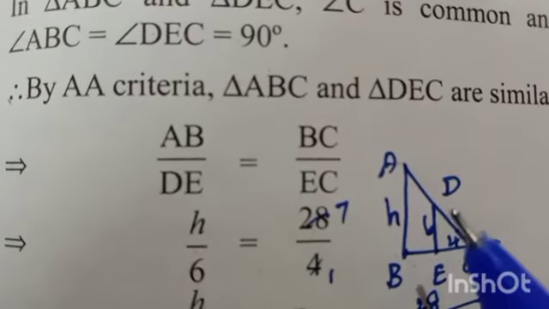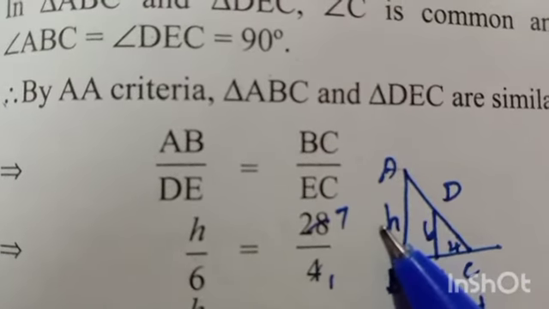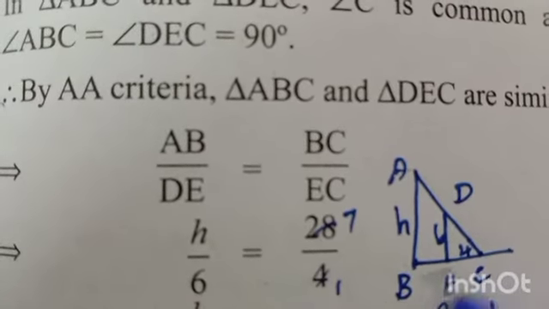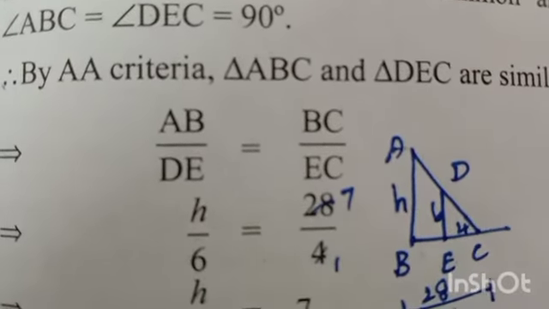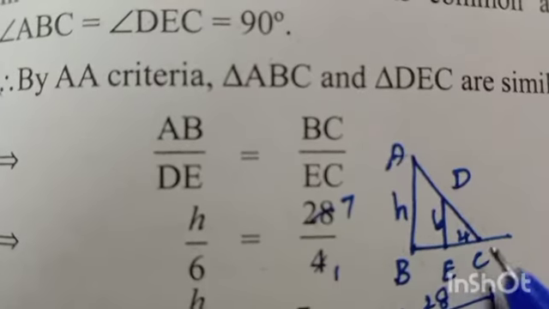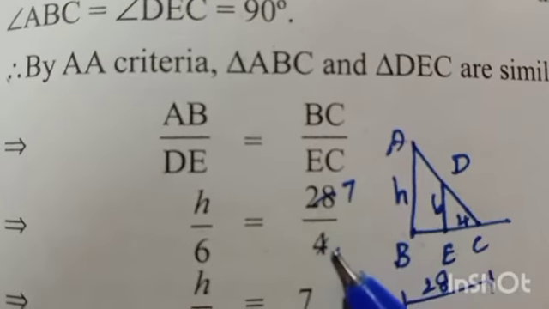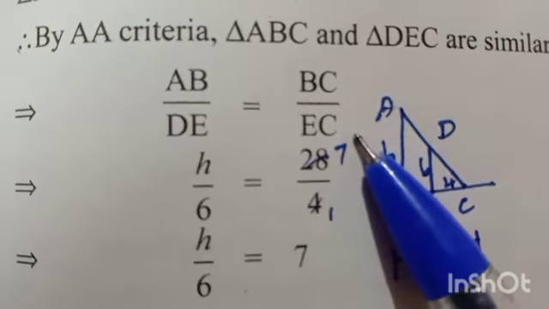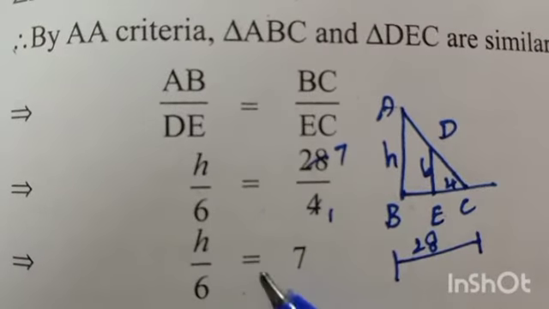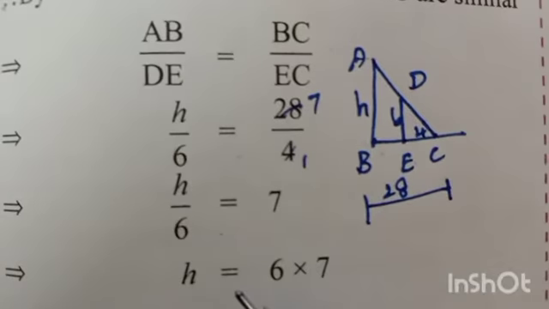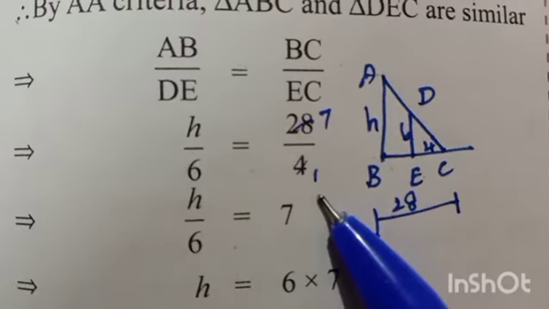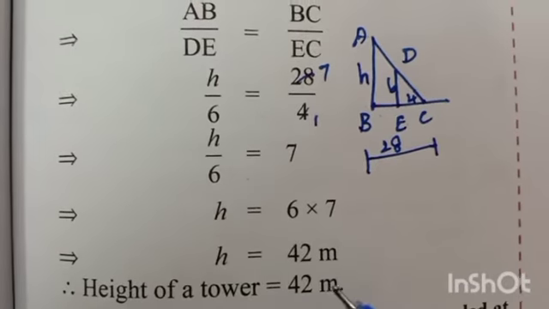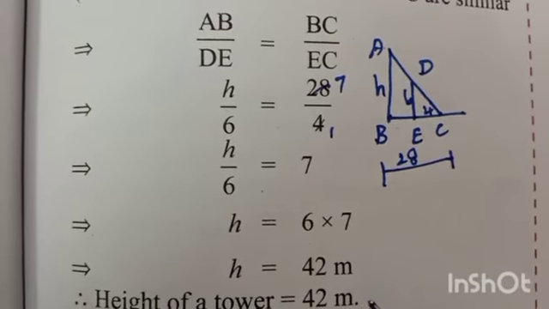So AB is h, DE is 6, and that is equal to BC, the full length already given, the shadow of the tower, 28, by 4. Okay, 1 times 4 is 4, 7 times 4 is 28. So h by 6 is equal to 7. We want to find the h value, so you transpose this 6 to the other side. 6 times 7 is 42. So the height of the tower is equal to 42 meters.